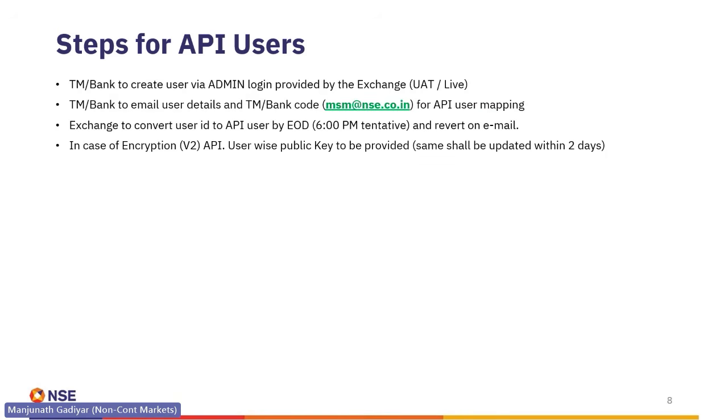And in case it is an encrypted V2 API, the user-wise public key also needs to be provided. Currently we have two types of API version: one is the normal version and one is the advanced security encrypted version. In case it is an encrypted API, it will take 2 days, wherein we need to map the key internally for the user and then provide the details for the encrypted API.